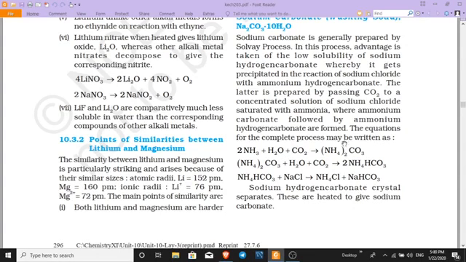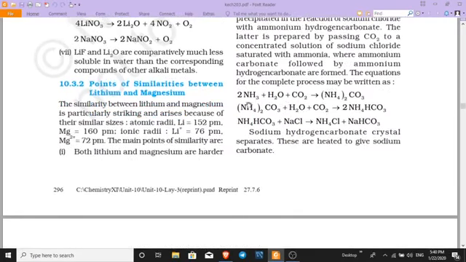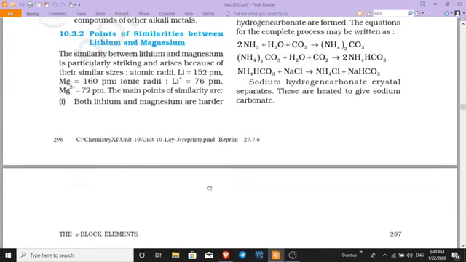The equations for the complete process may be written as: 2NH3 plus H2O plus CO2 gives (NH4)2CO3. Now (NH4)2CO3 when added with water and CO2 gives 2NH4HCO3, and then this NH4HCO3 reacts with NaCl, sodium chloride, to form NH4Cl plus NaHCO3. Sodium hydrogen carbonate crystals separate. These are heated to give sodium carbonate.